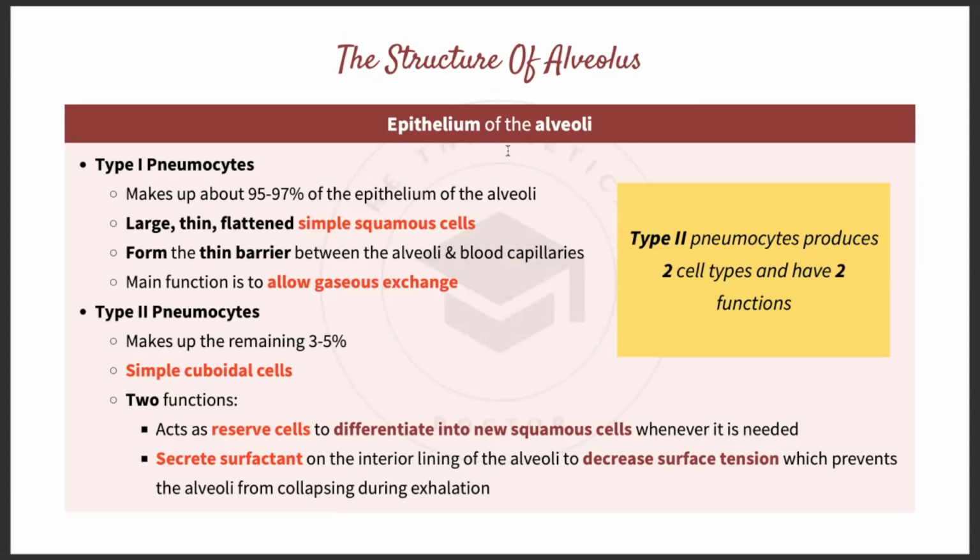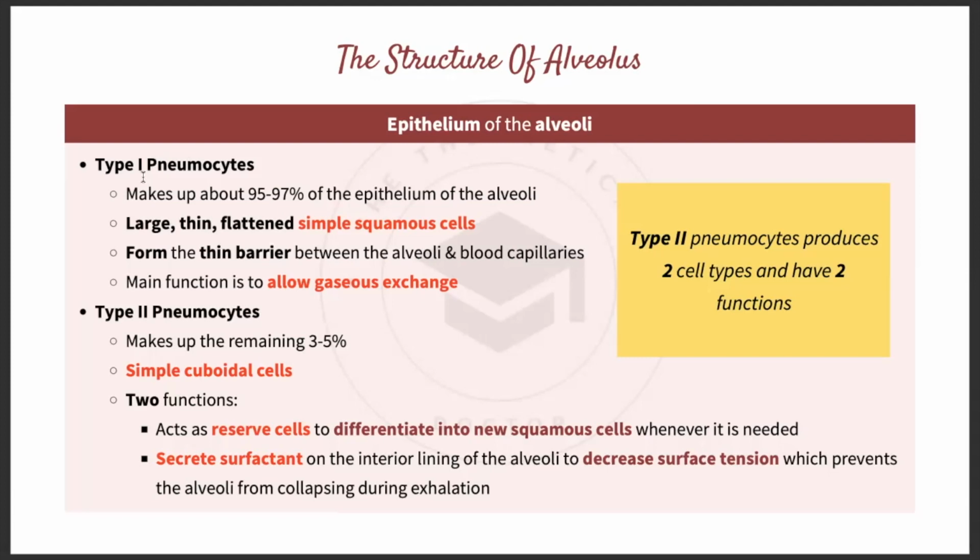Actually the alveoli consist of two types of cells. These two types of cells are called type 1 pneumocytes and type 2 pneumocytes. Pneumo meaning lungs and cytes meaning cells. Hence, the cells in the lungs are referred to as pneumocytes.